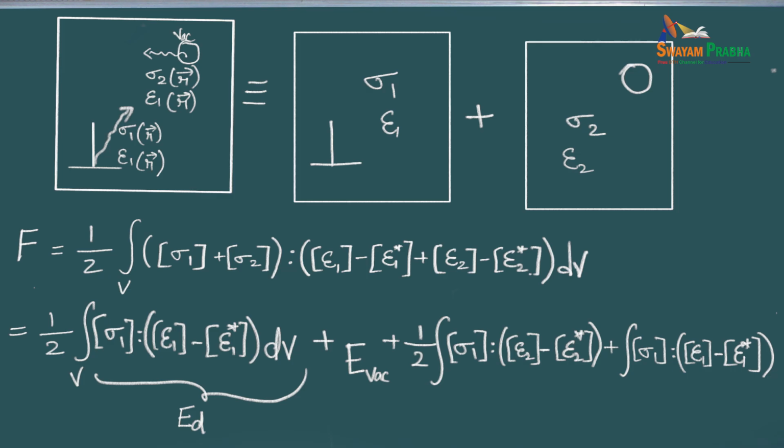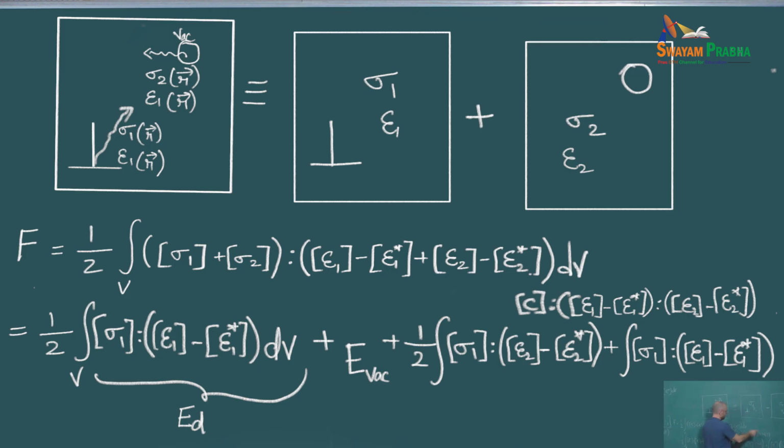Because sigma 1, I can replace it. Sigma 1 is equal to C double contracted with epsilon 1 minus epsilon 1 star, and this is again double contracted with epsilon 2 minus epsilon 2 star. Now you can verify that it works. If I invert these two terms, this becomes sigma 2, and this is epsilon 1 minus epsilon 1 star. So this is this term. So in one line, I can remove this, and I can remove that.